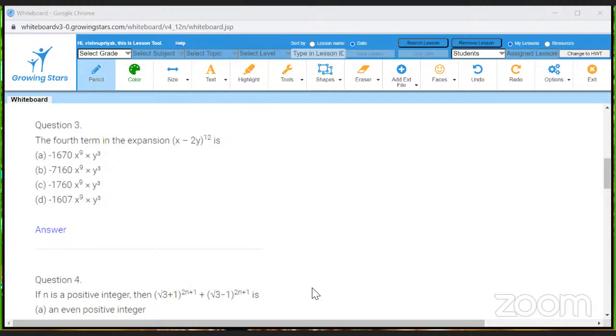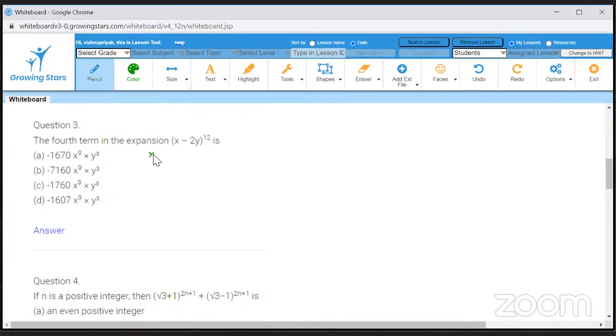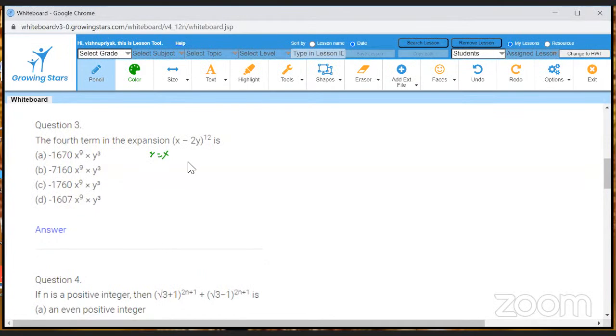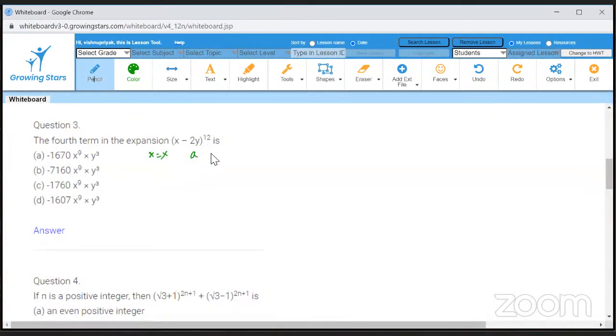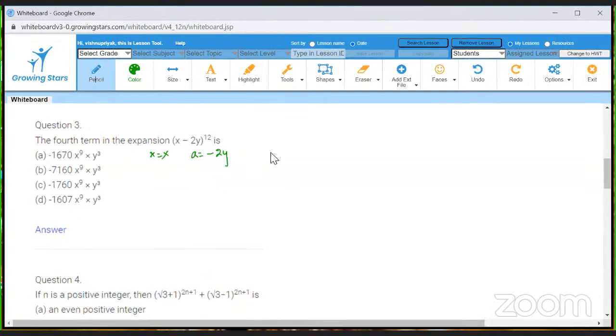For the third one, you got C. That's correct. Very good. Those who did not get the third one, I'll do it for you. The fourth term in the expansion: x is x only, a is minus 2y and n is 12.